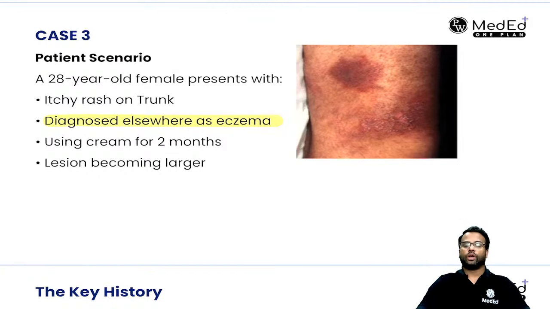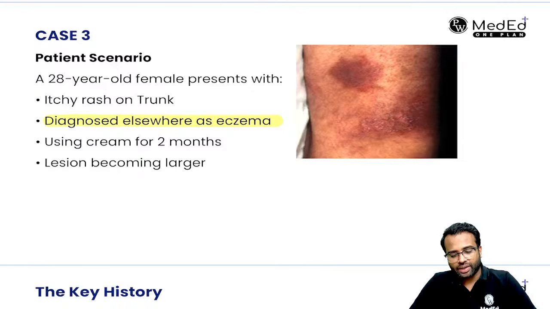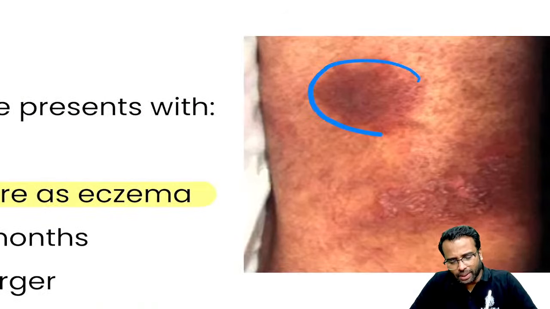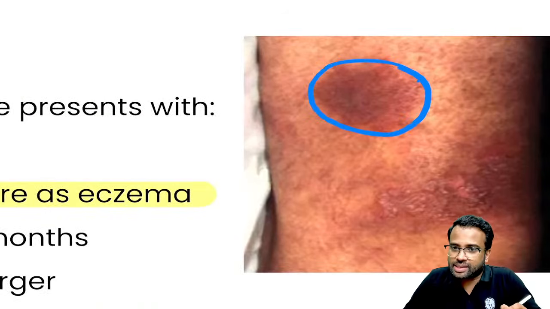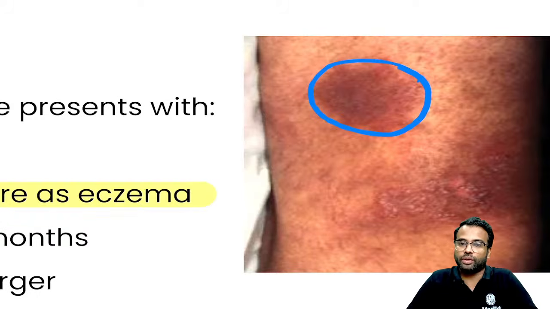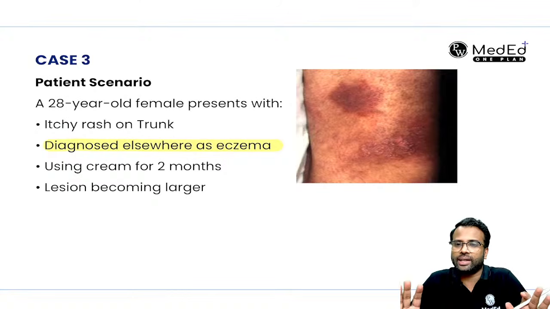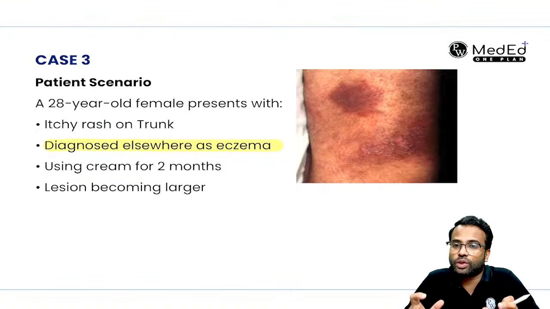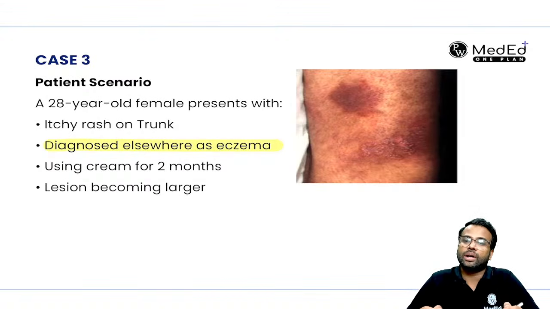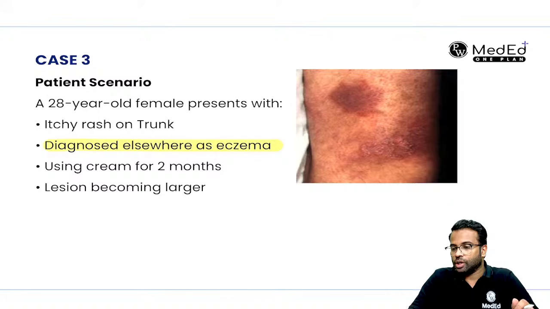You can see that the patient has a round hyperpigmented lesion like this. Some non-specific kind of lesion. I don't see any scaling. There is no scaling, just a hyperpigmented lesion. But the patient is saying that initially the lesion was red in color. Then I applied some creams. After applying the cream, what is happening? The lesion is still becoming larger. So what could be the diagnosis here?